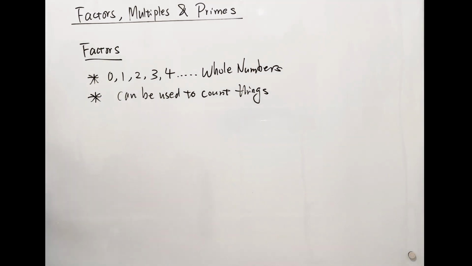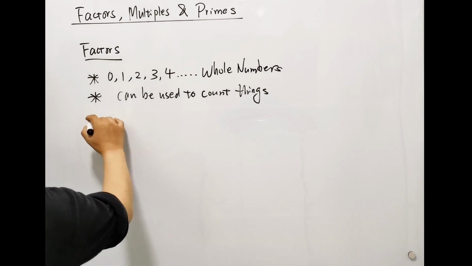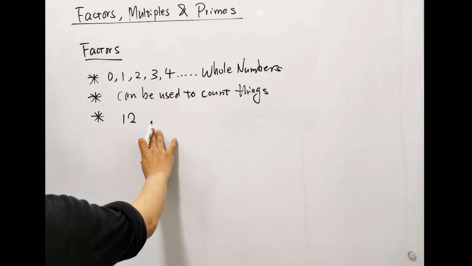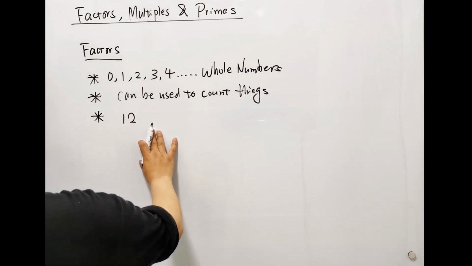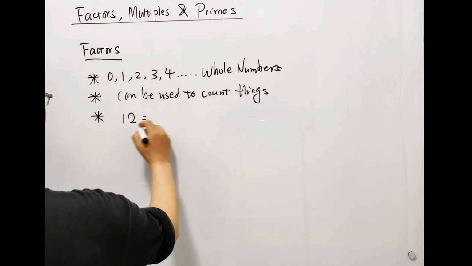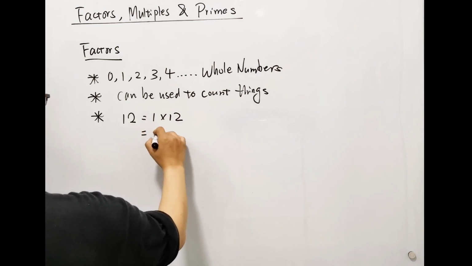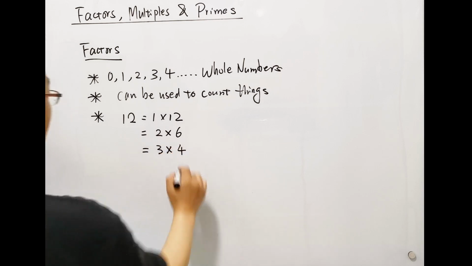A whole number greater than 1 can be written as a product of two whole numbers. What is the meaning? For example, let's say we have 12. 12 is a whole number. So 12 can be written as the product of two whole numbers. For example, 1 times 12, also 2 times 6, also 3 times 4, right?